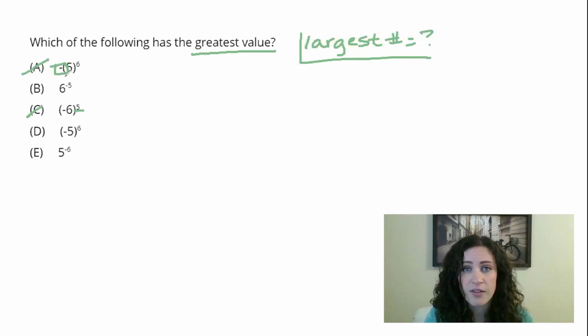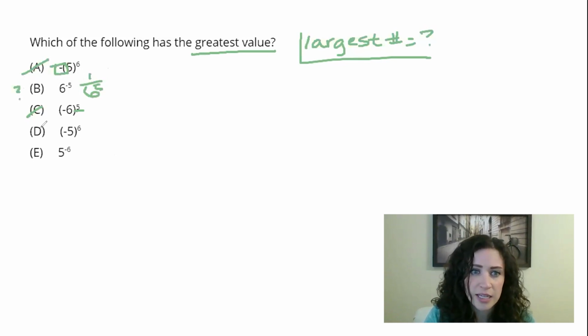B, I noticed that I have a negative exponent. And if we recall from the previous examples, a negative exponent, you want to turn into a fraction bar. So I know that this is going to be a positive number, but it's also going to be a fraction, which isn't a very big positive number. So I'm going to put kind of a question mark next to this and see if any of the other ones are going to be larger.